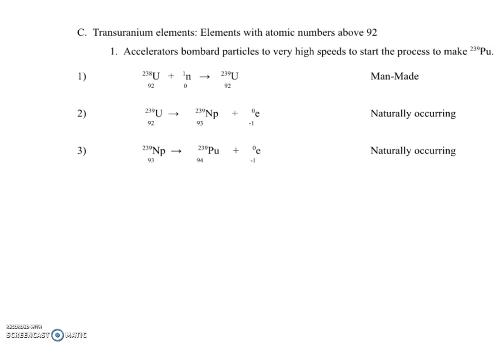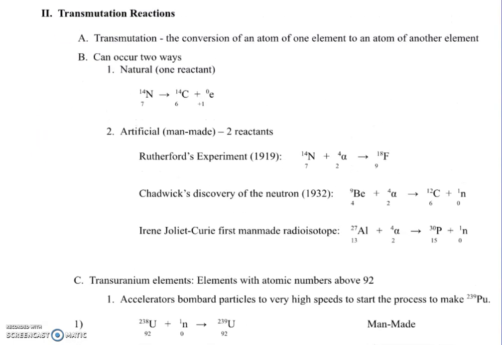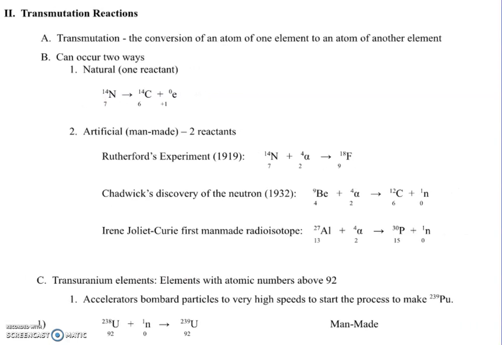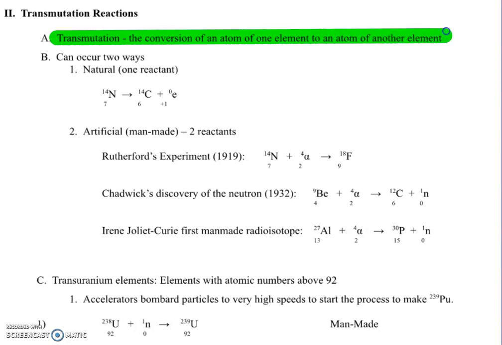So we're going to look at transmutation reactions. Transmutation is a fancy word, and all it means is the conversion of an atom of one element to an atom of another element. That's pretty much alchemy, what all the ancient alchemists were trying to discover, turning lead into gold. It kind of happens during nuclear reactions, but you wouldn't want any gold that's made from that.